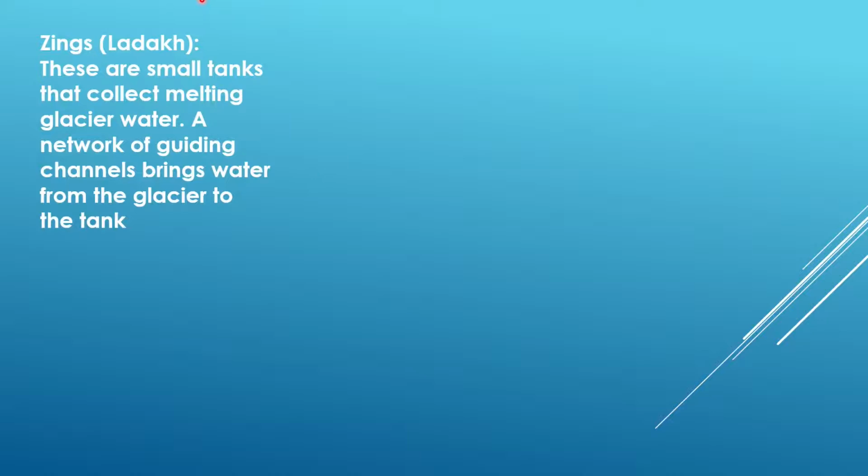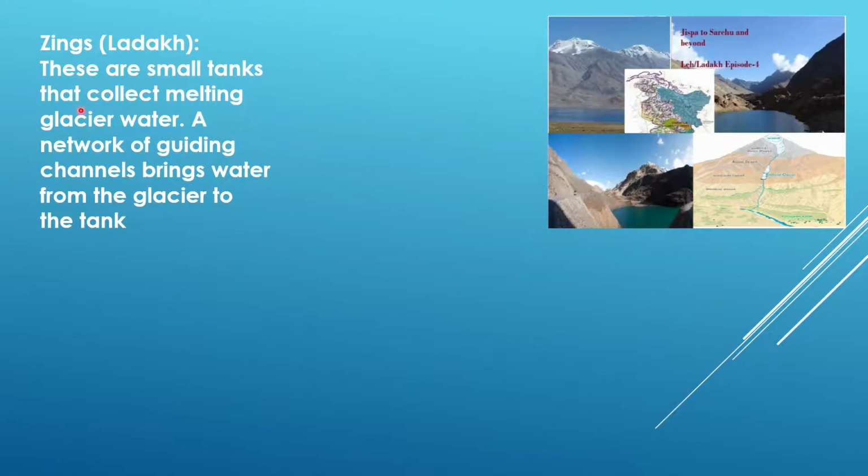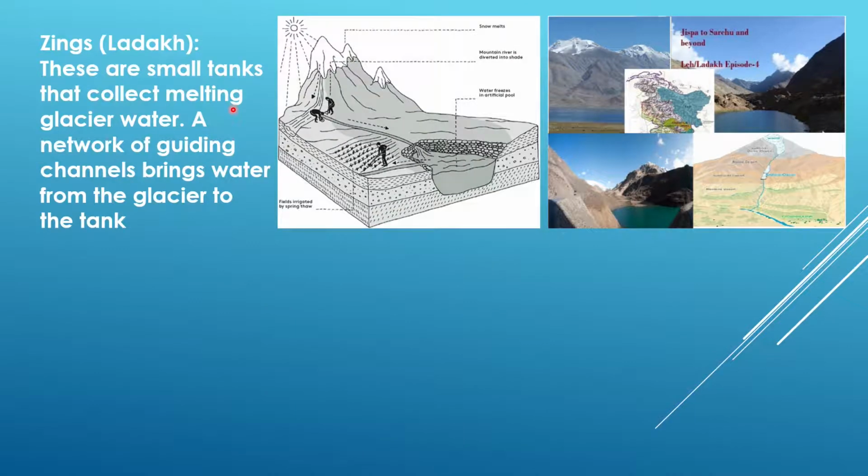Zings in Ladakh. These are small tanks that collect melting water, that is glacier water. A network of guiding channels brings water from the glacier to the tank. From the glacier, it is bringing and collecting in the tank. Over here, we can see the channels bringing water from the glaciated areas to the tank and irrigating the area in the lower reach in Leh or Ladakh.